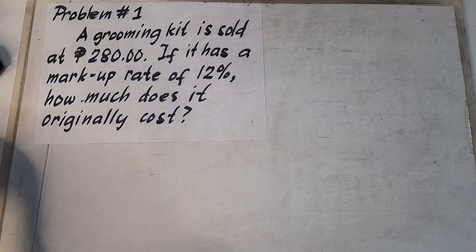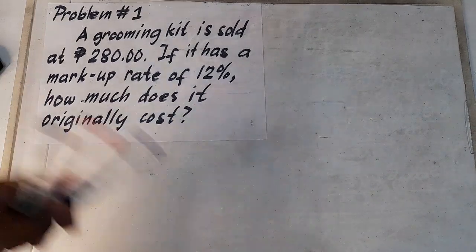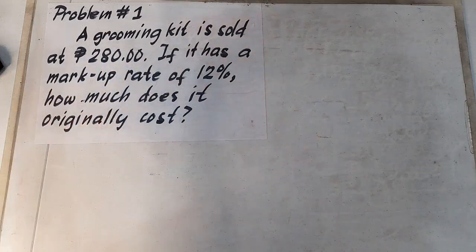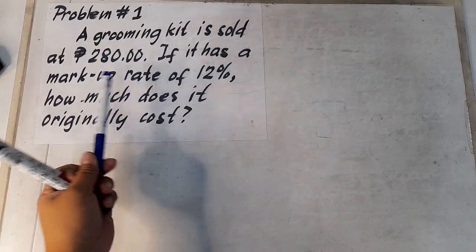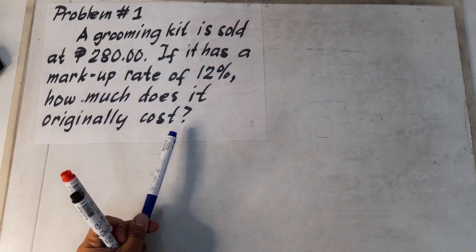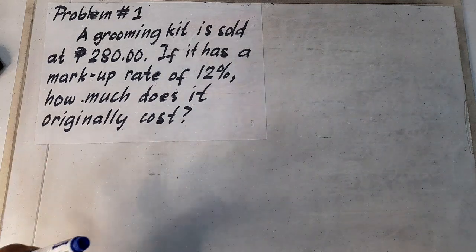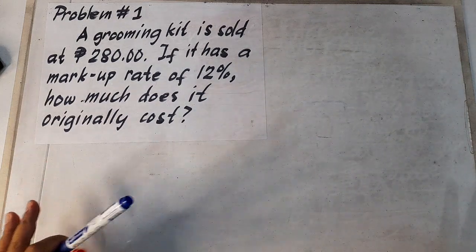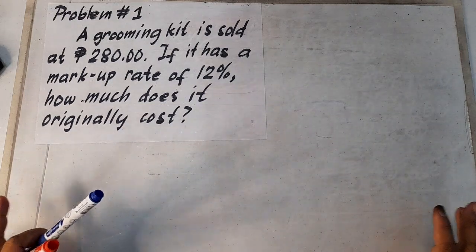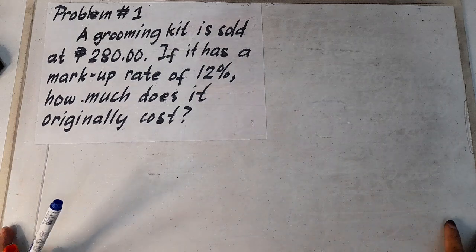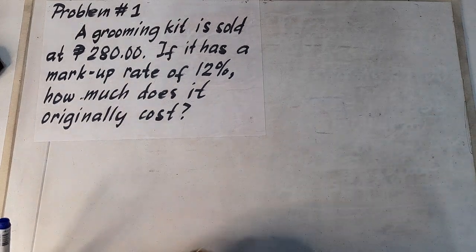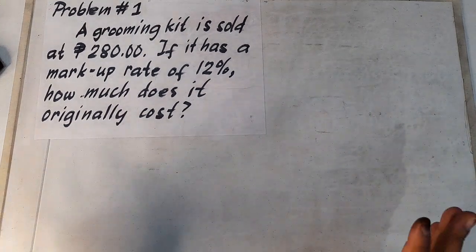Okay, our first problem for today is about a grooming kit. Okay, a grooming kit is sold at 280 pesos. If it has a markup rate of 12%, how much does it originally cost? Okay? So, kagaya ng sinabi ko dati, all percent problems are direct proportion problem. So, we will be solving this particular problem using ratio and proportion. So, hindi tayo gagamit ng mga formula. Will have ratio and proportion. Kasi mas versatile yung ratio and proportion.